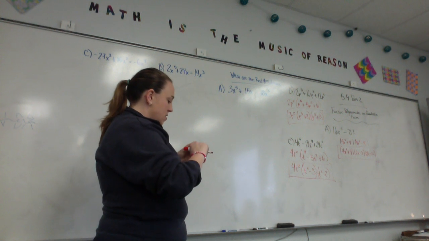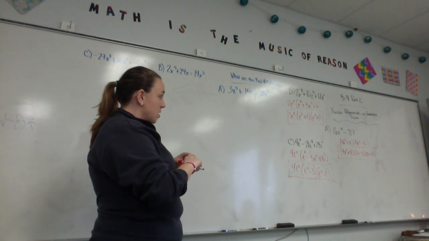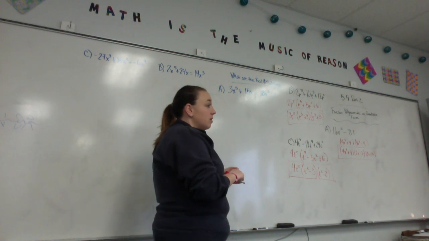So on the test, if we left, like for a, 4x squared minus 9, you've got to keep going. So it's only partially correct.